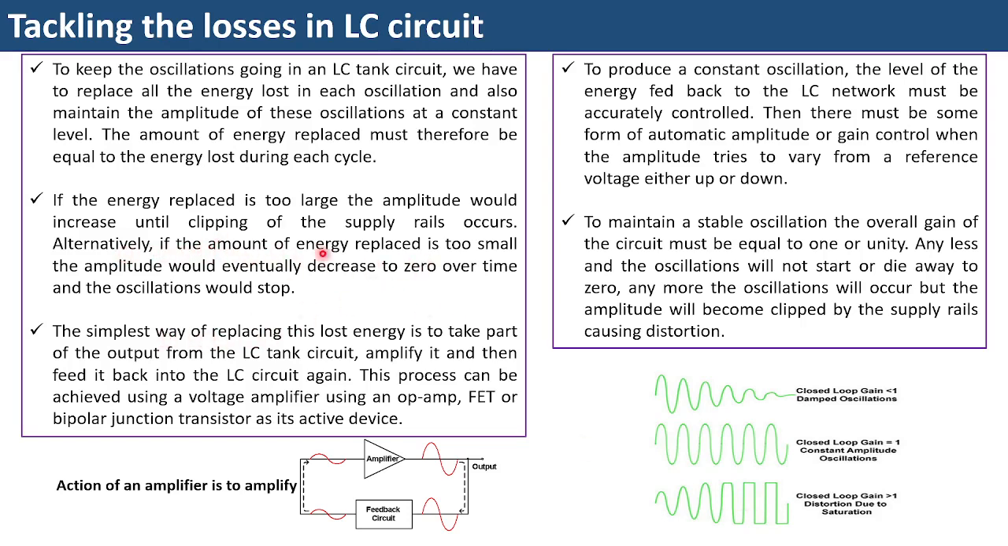Alternately, if the amount of energy replaced is too small, the amplitude will eventually decrease to 0 over time and oscillations will stop. In that case, we say that the gain is less than 1. The simplest way of replacing this lost energy is to take a small part of the output from the LC tank circuit, amplify it, and then feed it back into the LC circuit again.